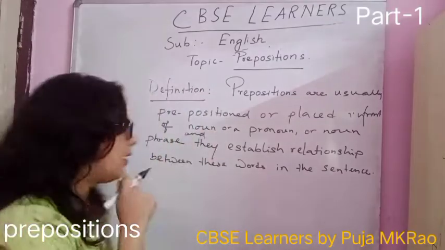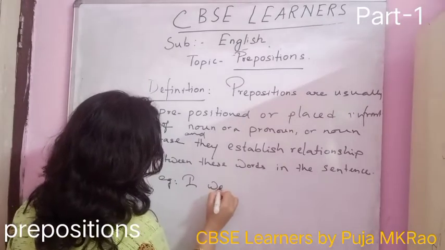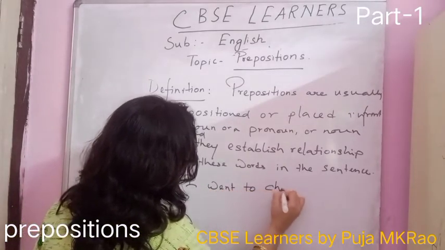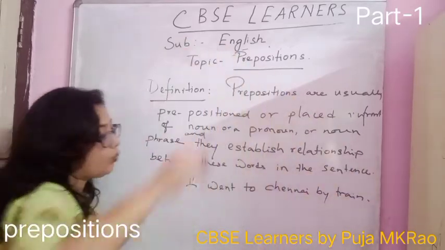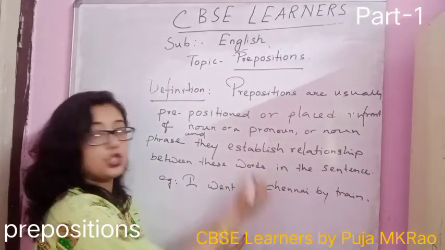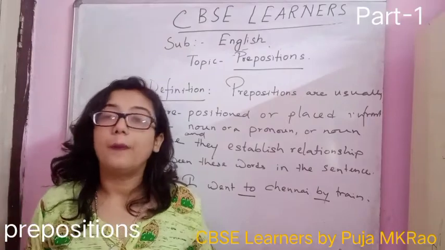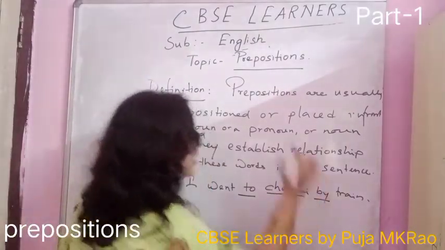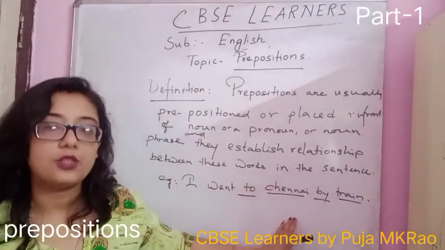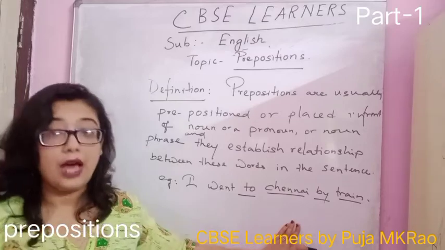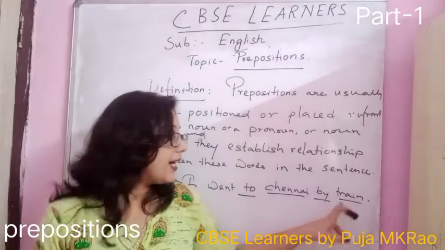For example, I went to Chennai by train. So what is the preposition here? The prepositions are to and by. So I went to Chennai by how? By train. Here Chennai is a noun, train is also a noun. In front of Chennai we have placed to. Where have we gone? We have gone to Chennai. And how have we gone? We have gone by train.